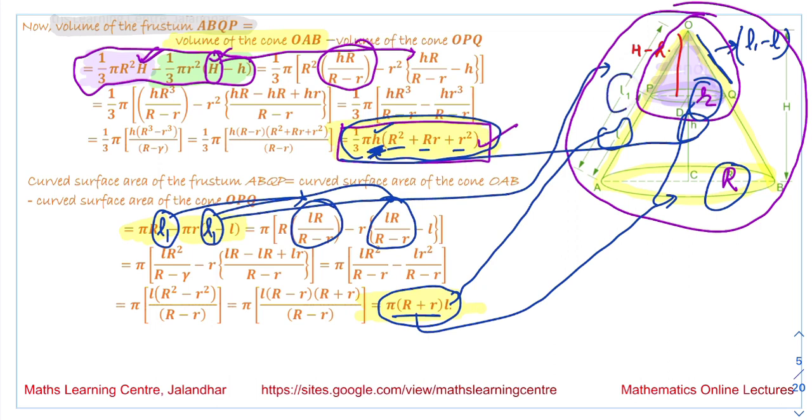We do not require this L1 value. The formula we have, we do not require the height or the slant height of the original cone. So based upon this, we are going to solve some problems.